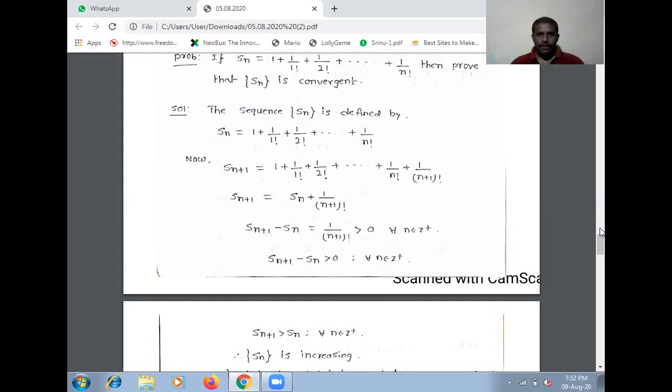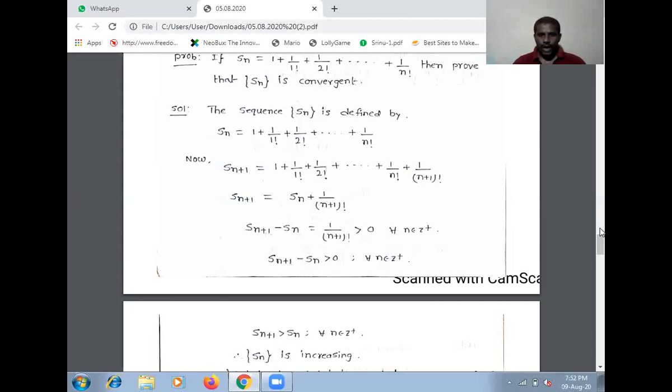Now I am taking here Sn plus 1, because we have to find whether it is increasing or decreasing. So Sn plus 1 equal to 1 plus 1 by 1 factorial plus and so on 1 by n factorial plus 1 by n plus 1 factorial. So here the nth term is 1 by n plus 1 factorial.